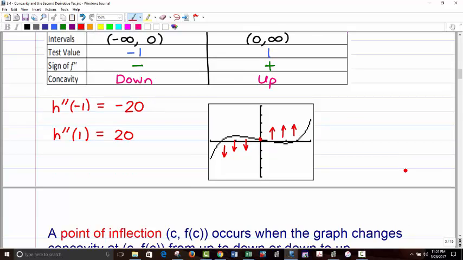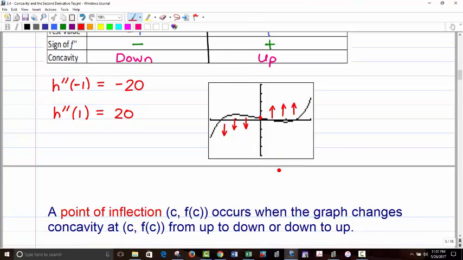All right. Now, this point where it changes at 0 now has a name. A point of inflection, c, f of c. We may have to figure out what the y value is, and we would plug our value back into the original function. So now this has to be a point where it exists.